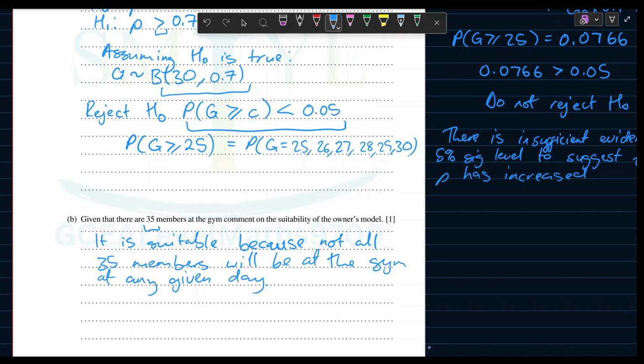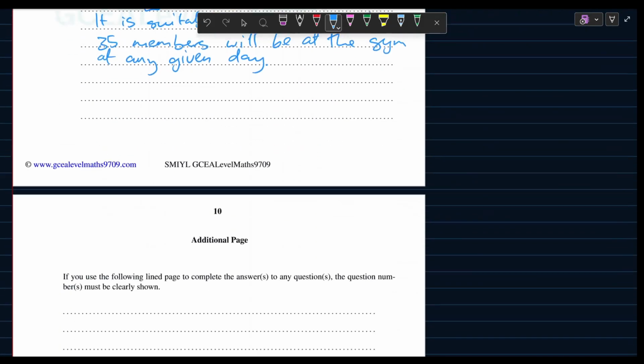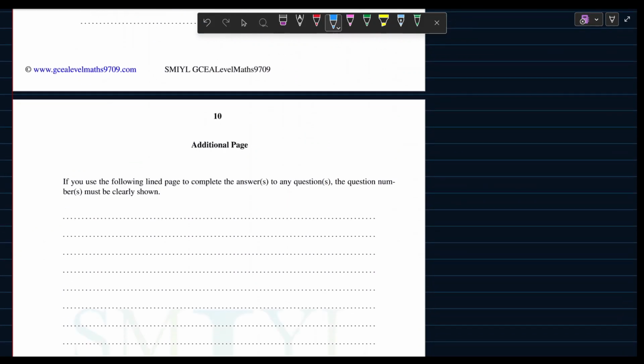Okay. And this would be our final answer. And that is the paper as well. Oh my word. That linear combinations question wasn't fun.